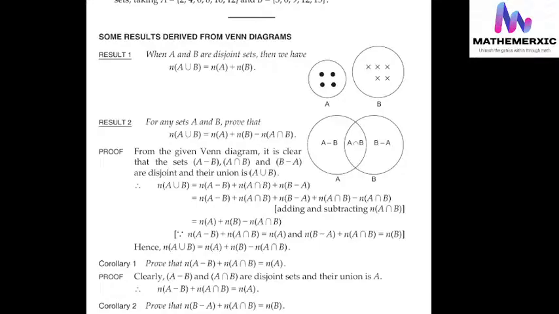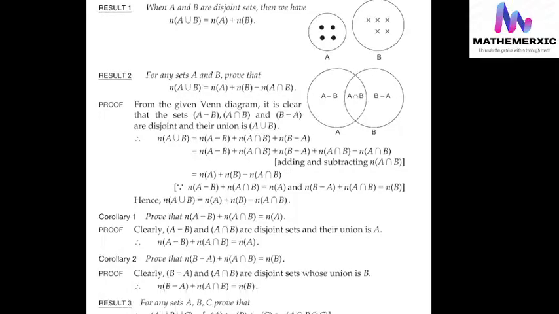When there are disjoint sets, obviously the union will be the summation of both of them. For any sets, the union will be equal to the separate counts minus the intersection. And for disjoint sets it is very simple, we just add them.